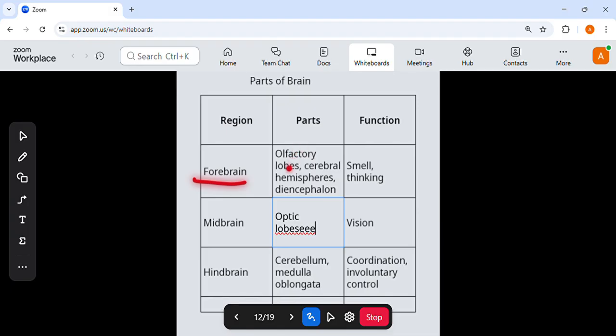Forebrain has olfactory lobe, cerebral hemisphere, and unpaired diencephalon for smell and thinking. Midbrain includes optic lobes, which are paired, important for vision function. Hindbrain includes cerebellum and medulla oblongata, involved in coordination and involuntary control.